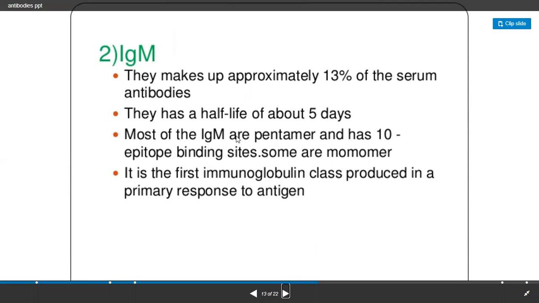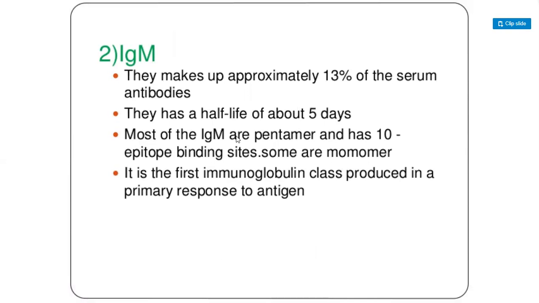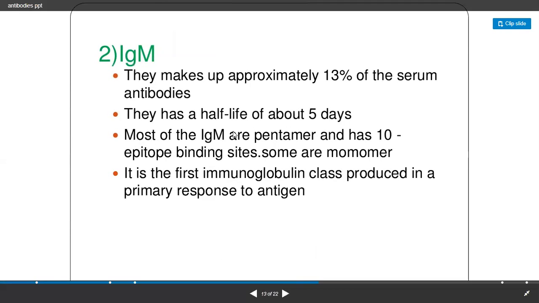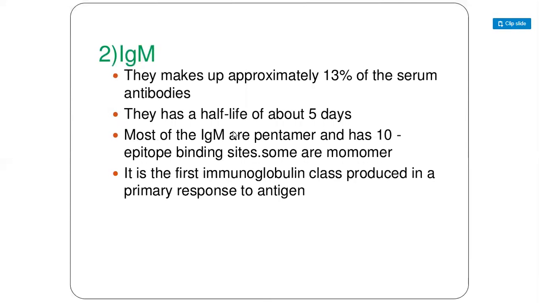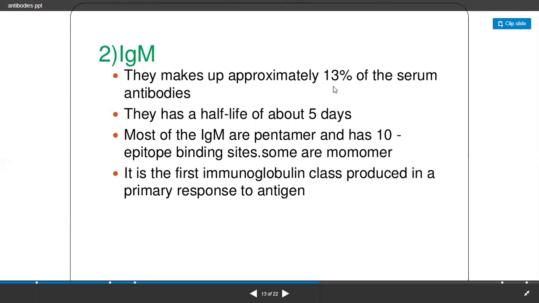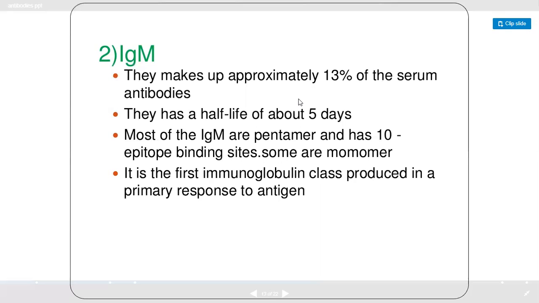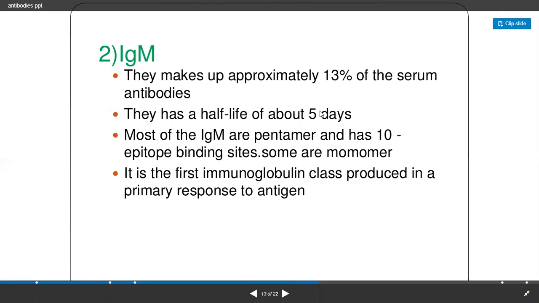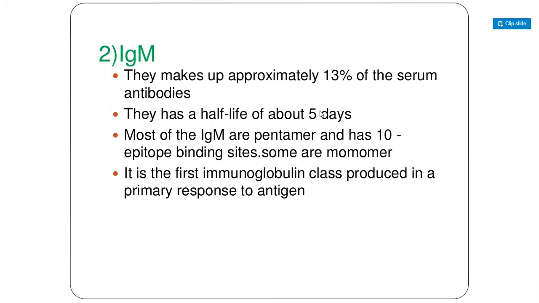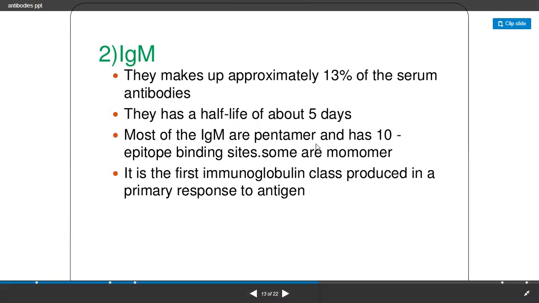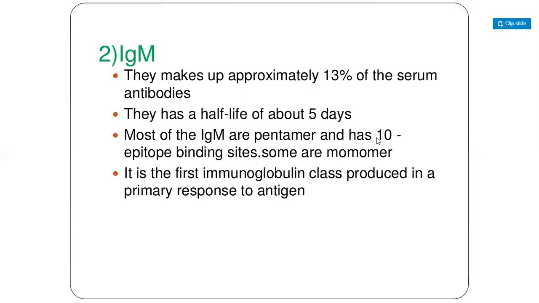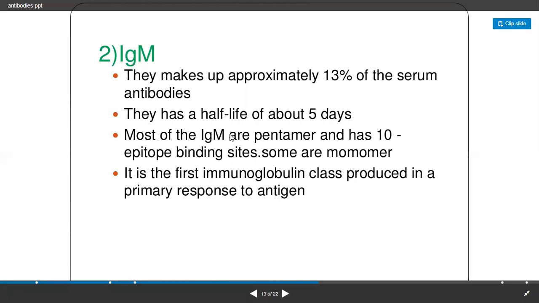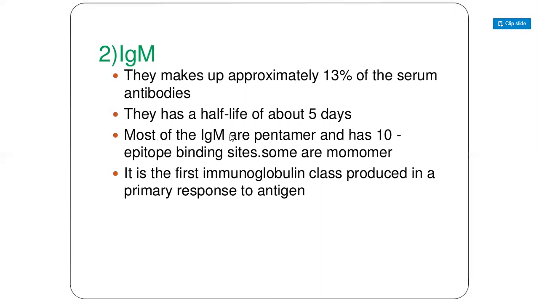Next is IgM. IgM is also important after IgG, which is found in the highest quantity in the serum. IgM is approximately 30% of the serum antibodies, and it has a half-life of 5 days. Most IgM is pentamer in structure. One monomer has one epitope binding site, and in IgM there are pentamers, so approximately 10 epitopes can be bound by a single IgM antibody.